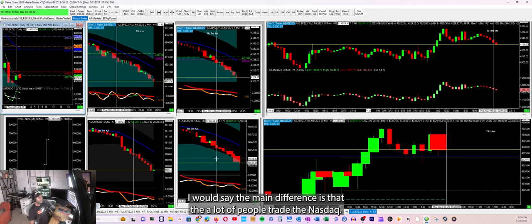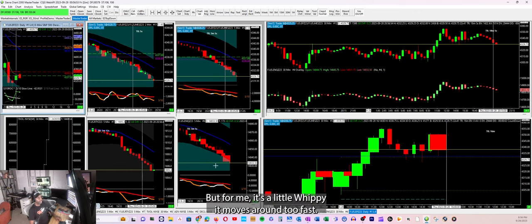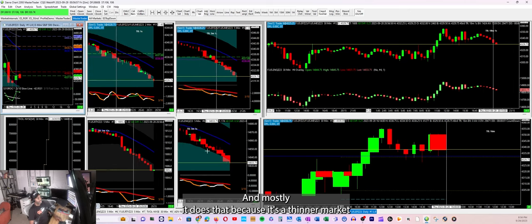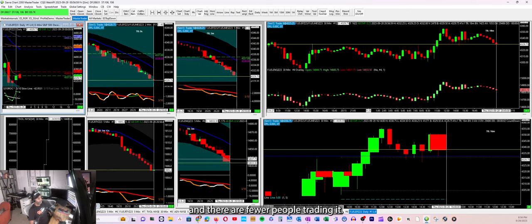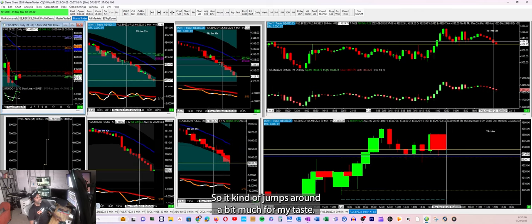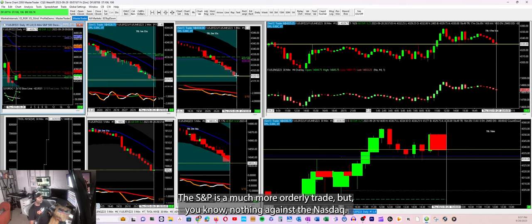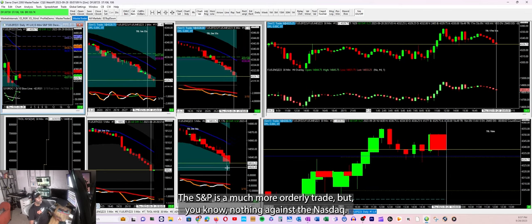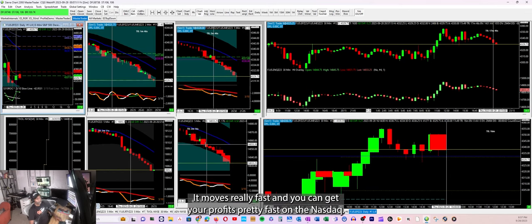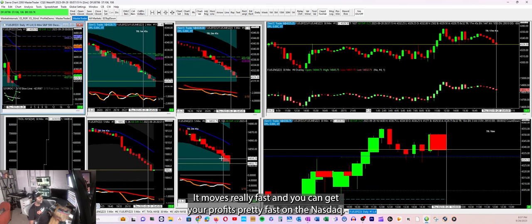I would say the main difference is that a lot of people trade the NASDAQ. They like the way it moves, but for me, it's a little whippy. It moves around too fast. Mostly it does that because it's a thinner market and there are fewer people trading it. So it jumps around a bit much for my taste. The S&P is a much more orderly trade, but nothing against the NASDAQ. A lot of people like to trade it. It moves really fast and you can get your profits pretty fast on the NASDAQ.